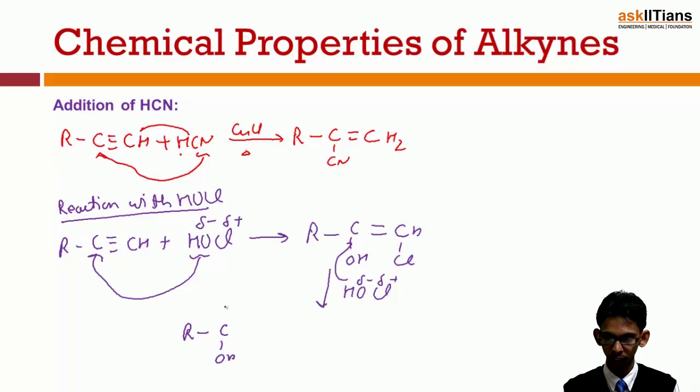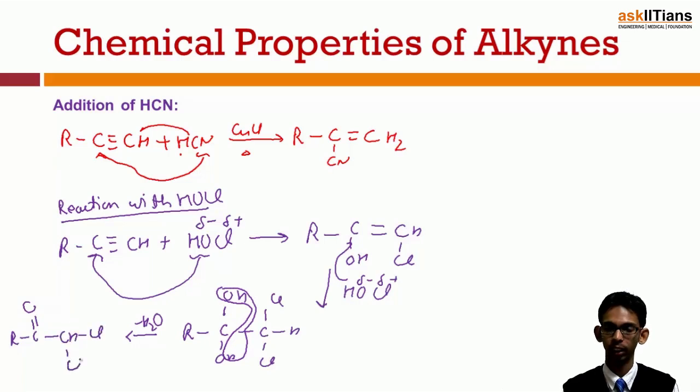OH, here another OH, and carbon, a chlorine here, another chlorine here, a hydrogen here. Now when this undergoes removal of water molecule, a rearrangement, and we get a compound like this, OH and this H comes out in the form of water molecule and we get a carbonyl compound CHCl2.